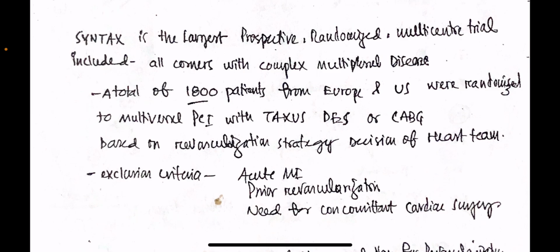Now, SYNTAX is the largest prospective randomized multicenter trial that included all-comers with complex multivessel disease. A total of 1,800 patients from Europe and US were randomized to multivessel PCI with TAXUS drug-eluting stent or CABG based on the revascularization strategy decision of the heart team. Exclusion criteria are acute MI, prior revascularization, need for concomitant cardiac surgery.